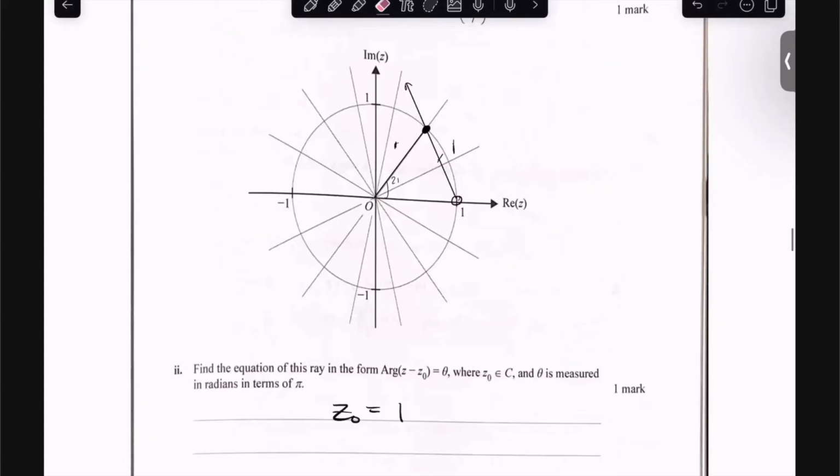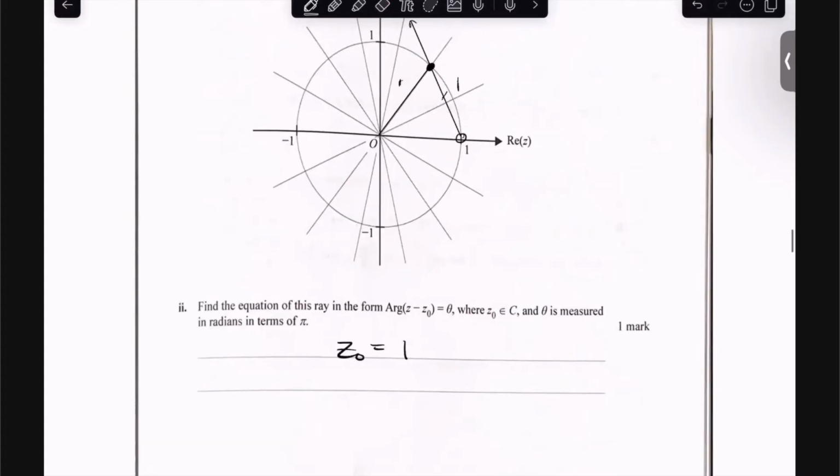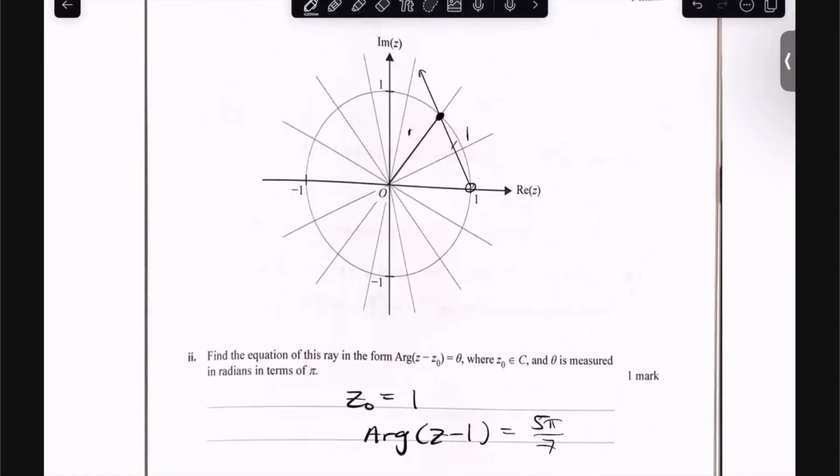It's 1 mark. So this is arg(z minus 1) is equal to 5 pi on 7, I believe. And we can check that because it makes sense, as it's parallel to this line, which goes 1 pi on 7, 2 pi on 7, 3 pi, 4 pi, 5 pi on 7. So that's nice. Alrighty. So I'll just leave only what they wanted me to sketch, and we'll move on.